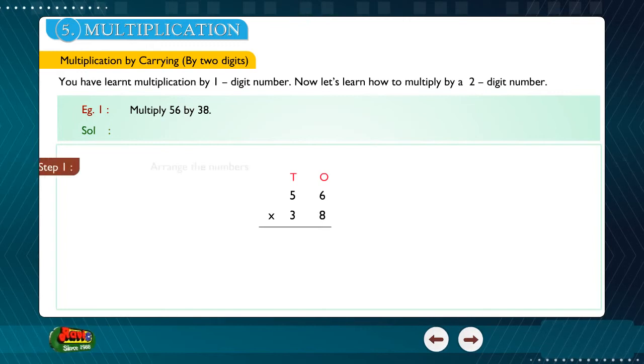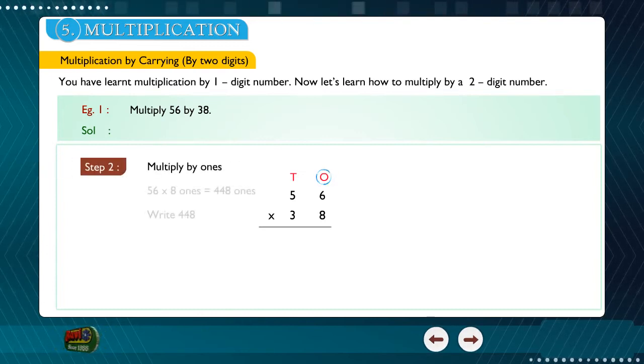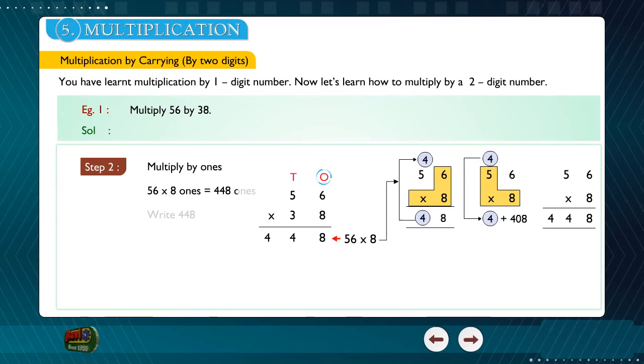Solution. Step 1. Arrange the numbers. Step 2. Multiply by ones. 56 into 8 ones is equal to 448 ones. Write 448.